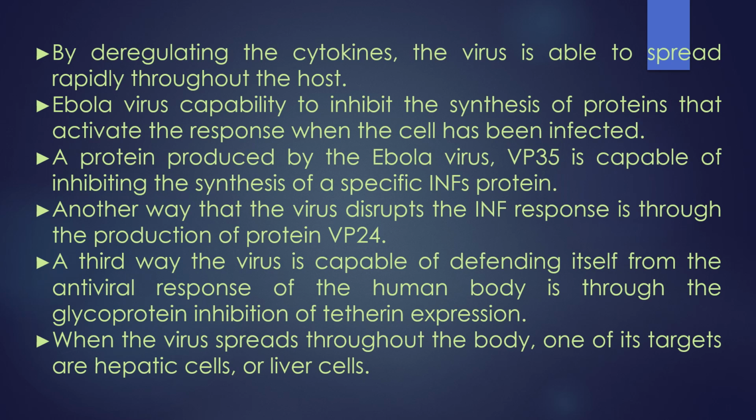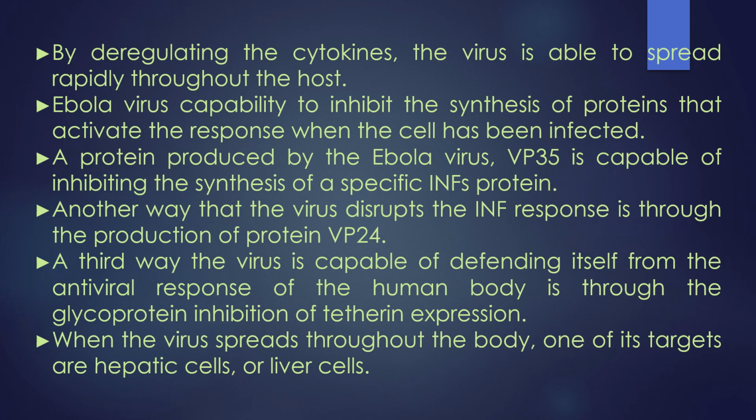The Ebola virus has the capacity to inhibit the host cell synthesis of proteins that inhibit the viral infection in three ways. The first is the production of VP35, a protein which is capable of inhibiting the synthesis of specific interferon proteins. The second protein, VP24, also disrupts the interferon response. And the third way the virus is capable of defending itself from the antiviral response is through the glycoprotein inhibition of tetherin expression.